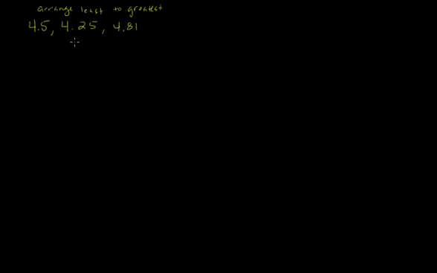We want to arrange these least to greatest. The first thing we're going to do is line them up with the decimal place: 4.5, 4.25, 4.81. The ones are all the same, so we're going to look at the tenths. The smallest one is 4.25. The next one is 4.5. And the largest is 4.81, because 2 is the smallest out of all 3 of these, 5 is the next smallest, and then 8 is the largest.